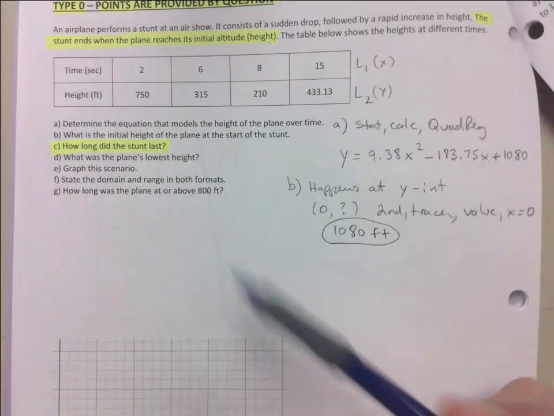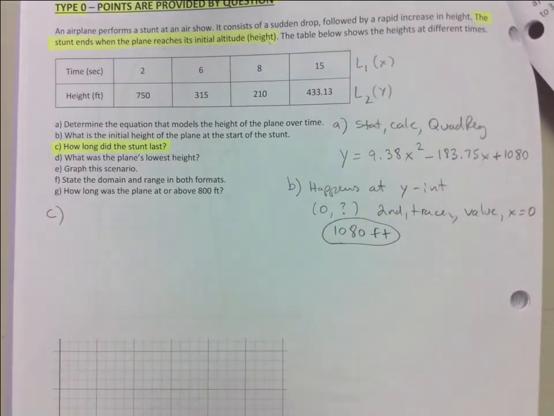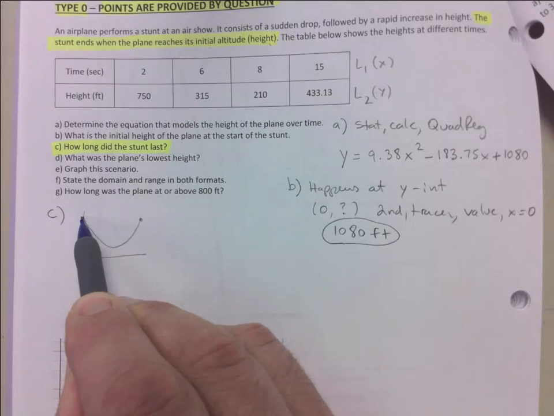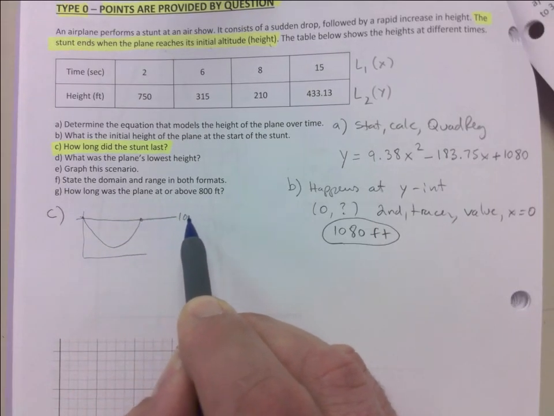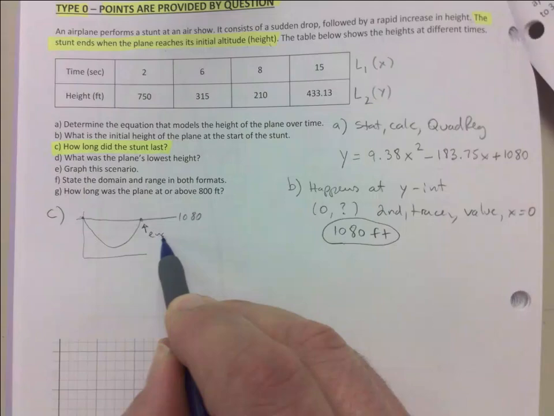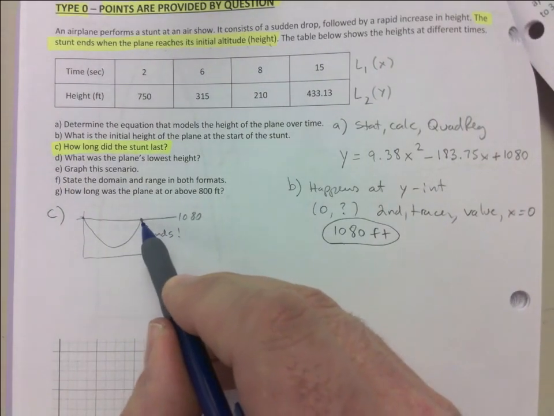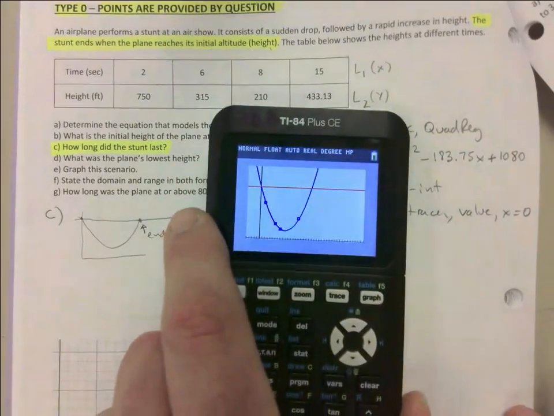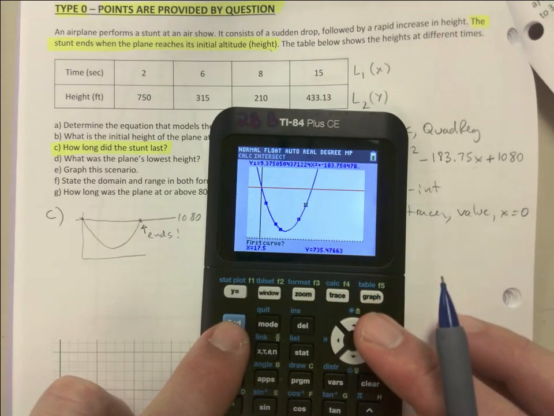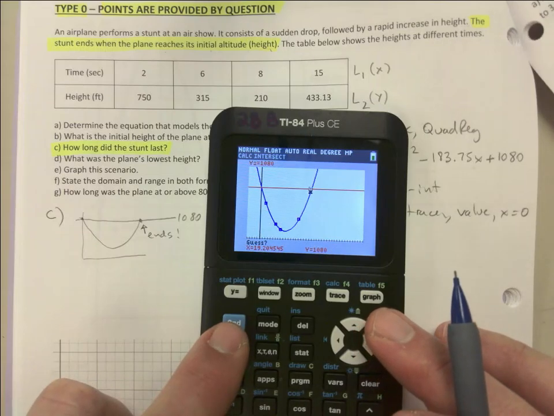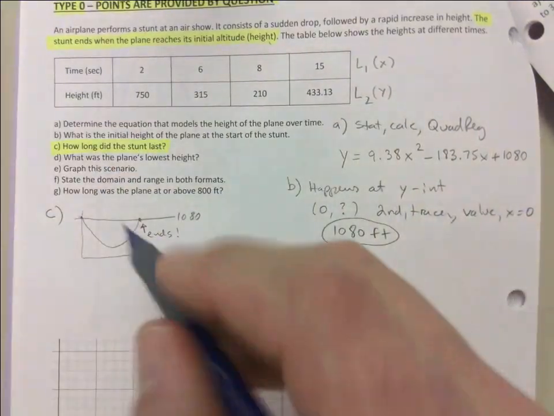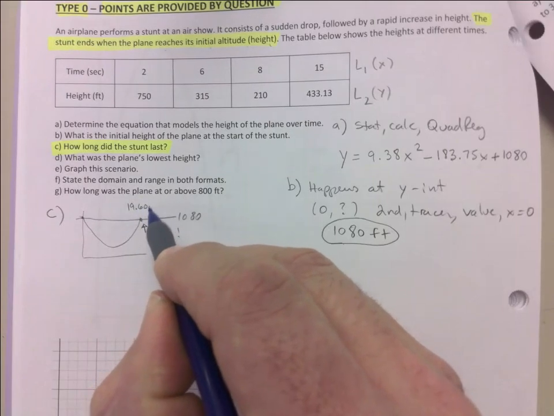Okay, so for C, I'm going to give you a little bit of a diagram here. 1080 back to 1080, right? So this is the 1080 mark, okay? So it ends there. Let's go find that intersection, okay? So once you have that on your window, you go second trace, intersect. I'm going to go closest to that one. It's 19.6, 1080. Okay. So 19.6, 1080.